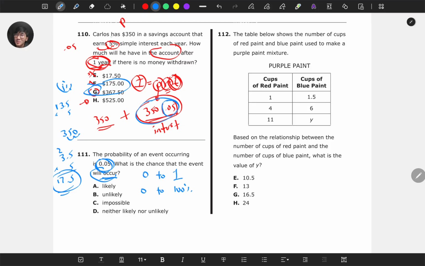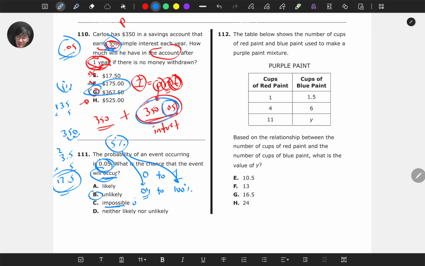Well, let's piggyback off of the previous question, because we said 0.05 was equivalent to 5%. So that means this is 5%. Okay, now look at that probability of 5%. Is it closer to 0 or closer to 100%? It's closer to 0%. So that means that it's going to be unlikely.